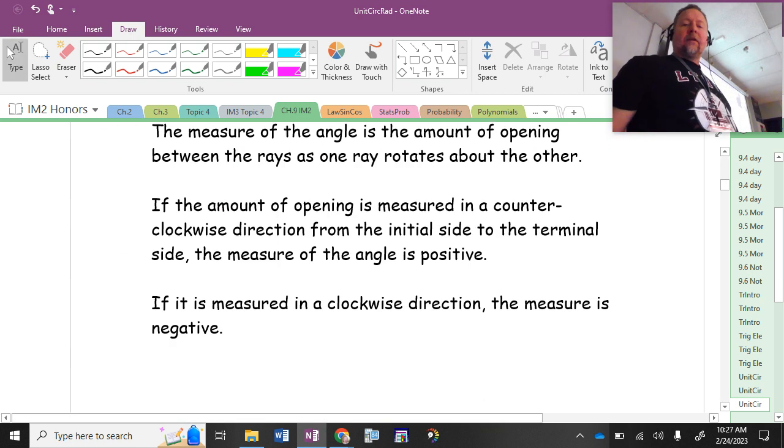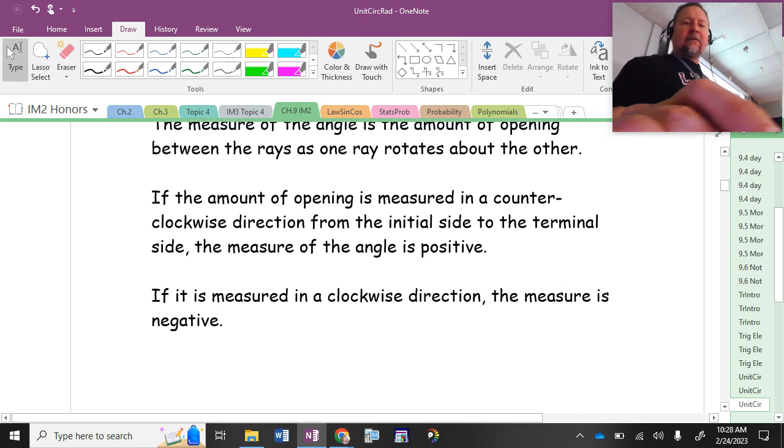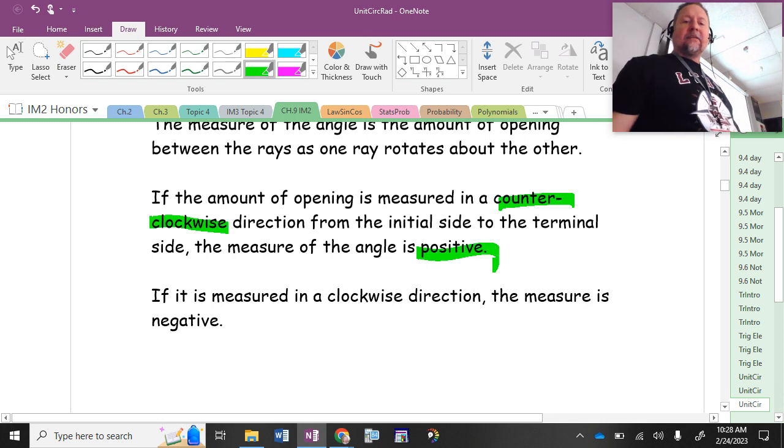So we did all that reading. I guess I didn't highlight those, but I could highlight this in green. The key components here: counterclockwise is positive.